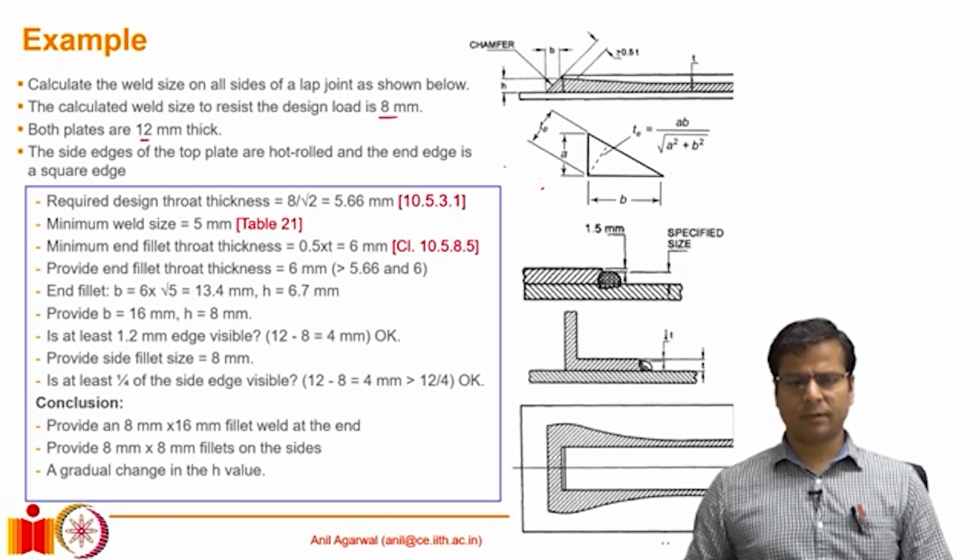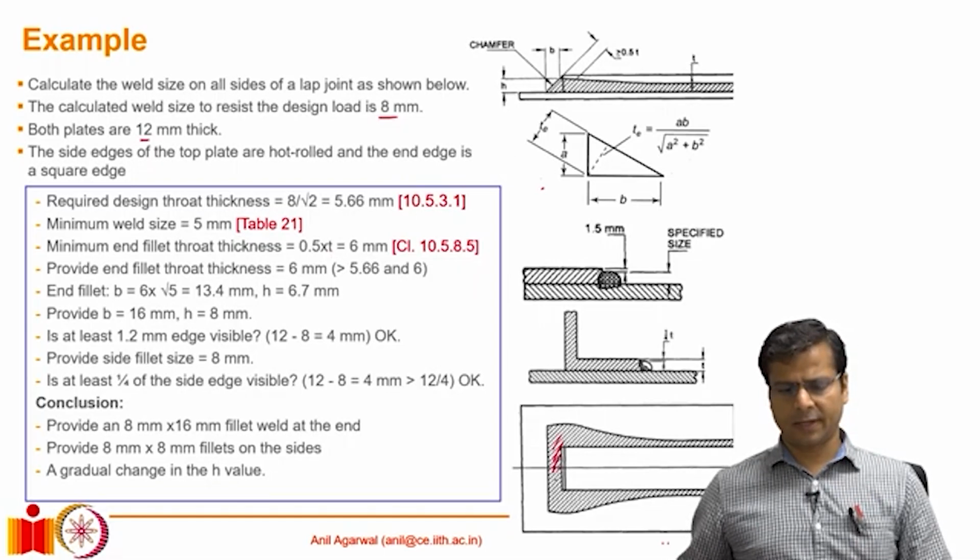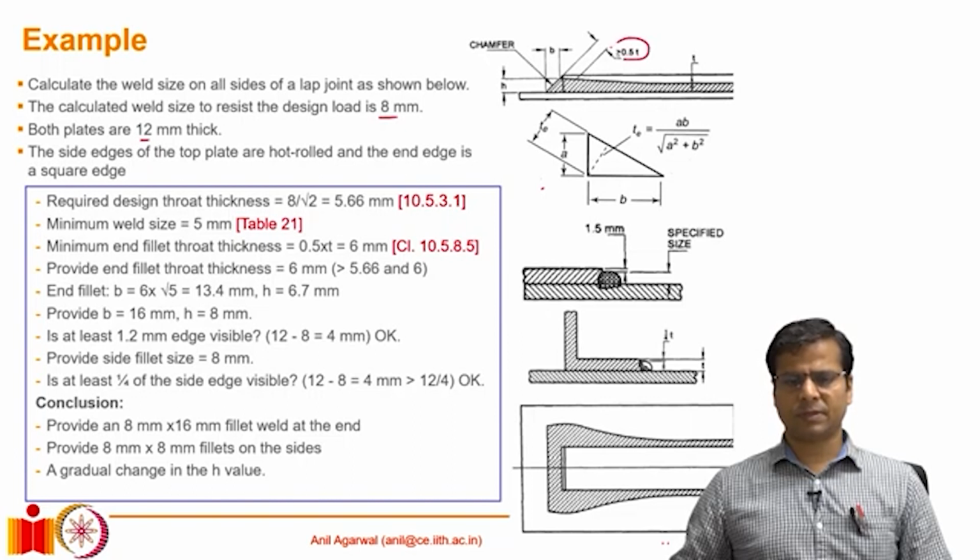In addition to that, we have seen that in the portion that is in the end fillet, this portion of the weld, the throat thickness should be at least 50% of the plate thickness. So if this is the plate thickness T, the throat thickness should be at least 0.5 times T, and also the shape of the weld should be such that B is 2 times the A value.